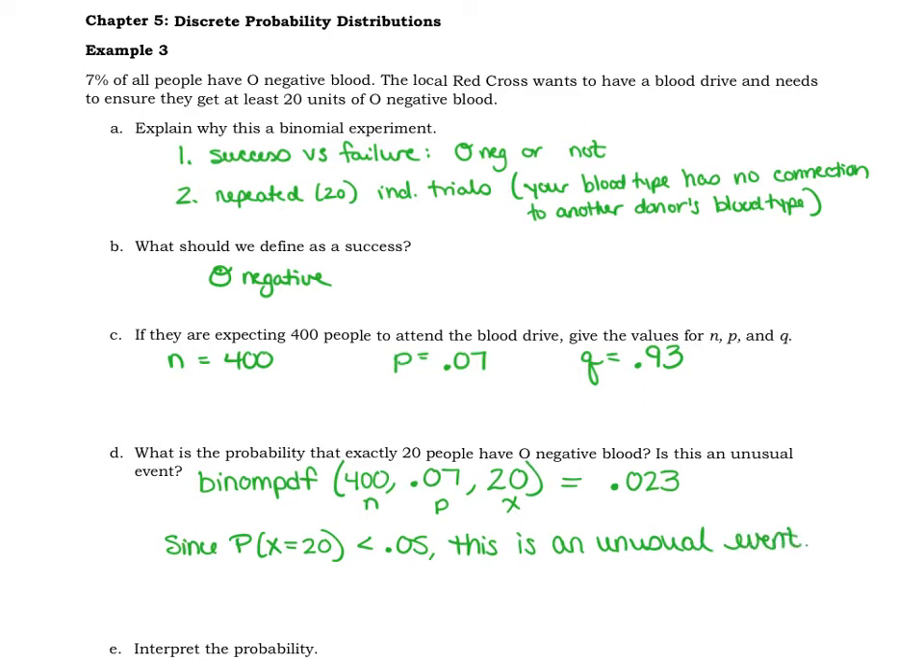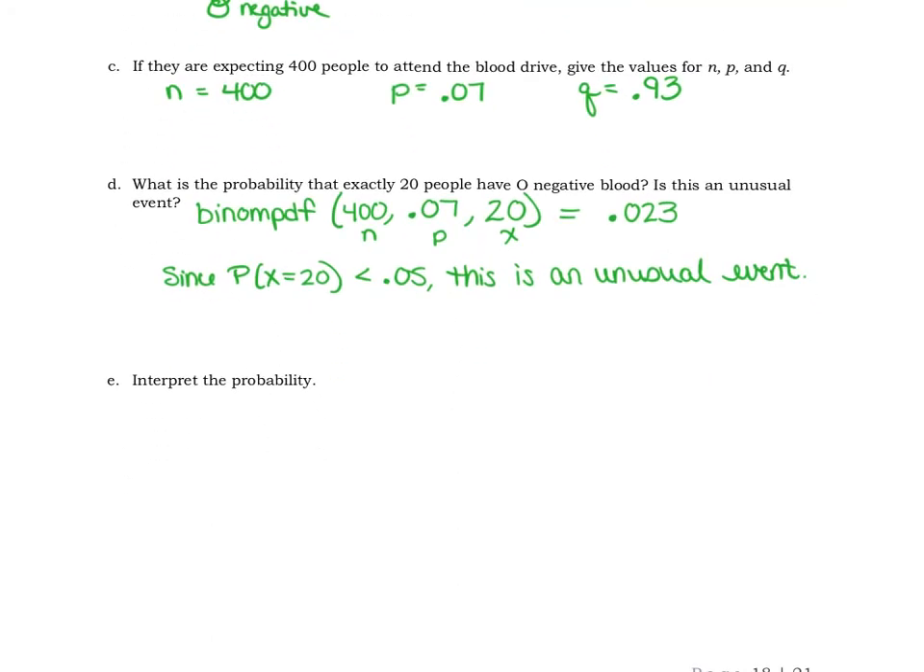In other words, only 2.3% of the time when 400 people show up to a blood drive will we find exactly 20 of them with O negative blood. And that's the exact interpretation of what we just figured out.